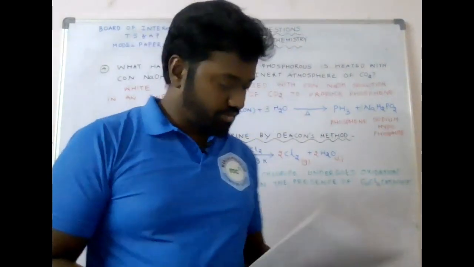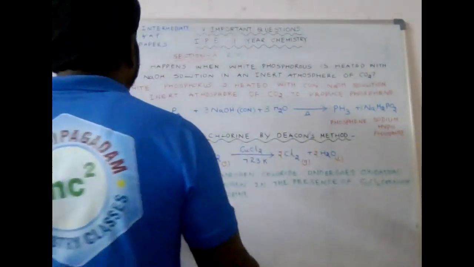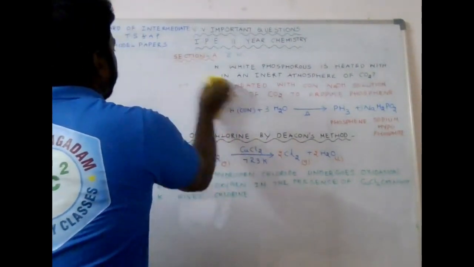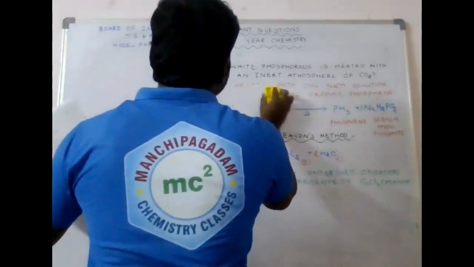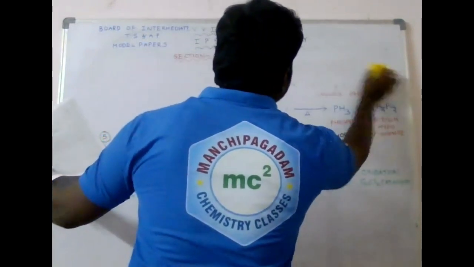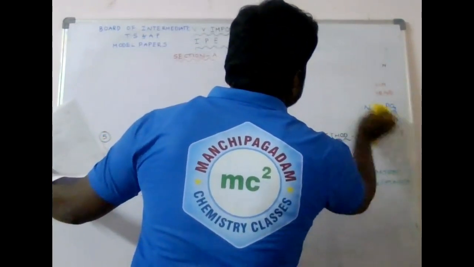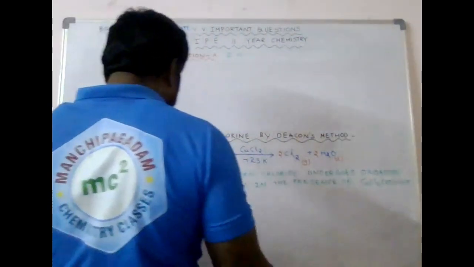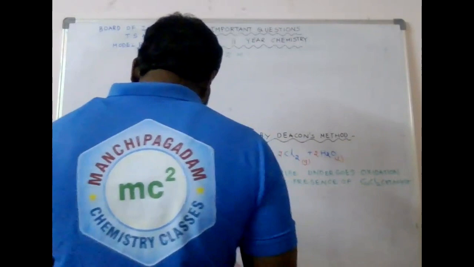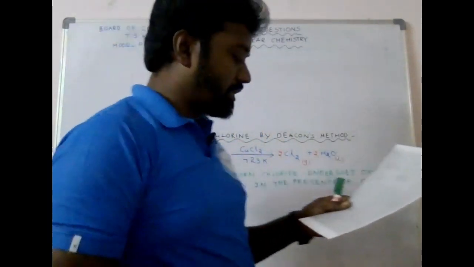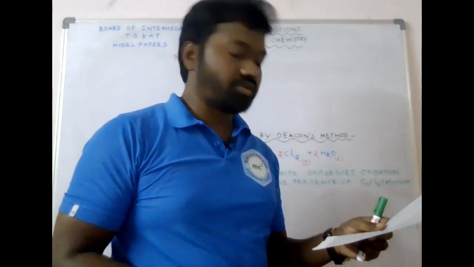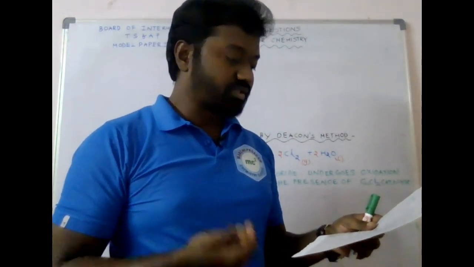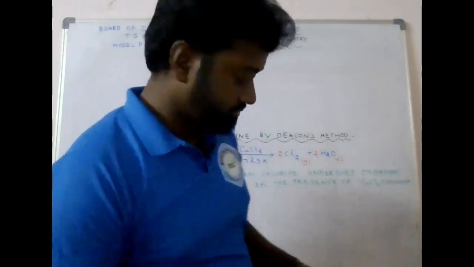Okay, that's about the 5th question. Now the next question. The next question has come from metallurgy. That is general principles of metallurgy. The topic is there, right? From that, he has given one question. So that question is, what is misch metal? Give its composition and use.